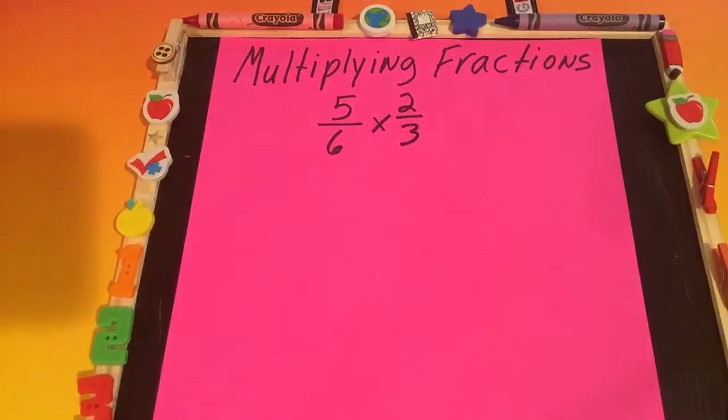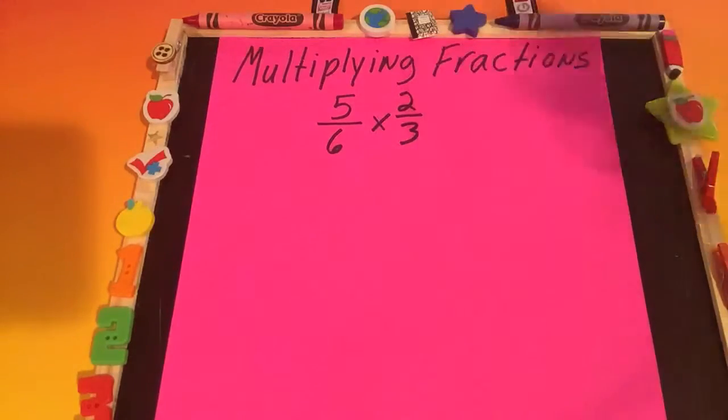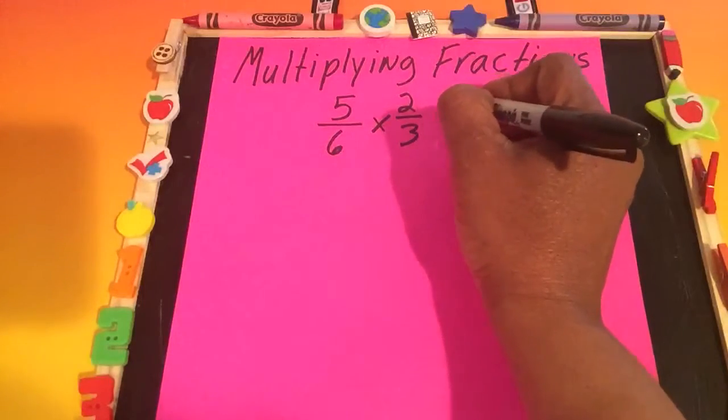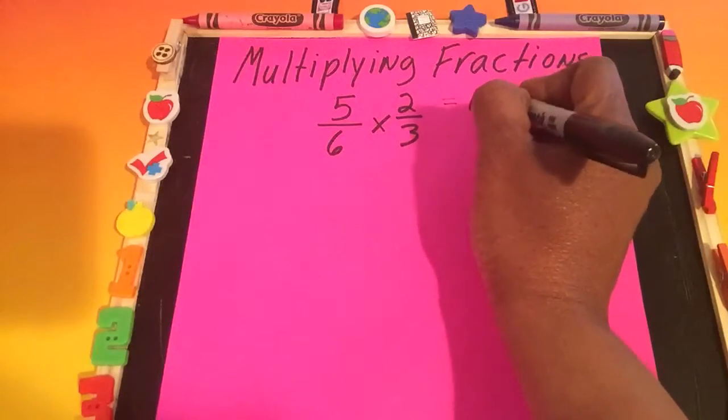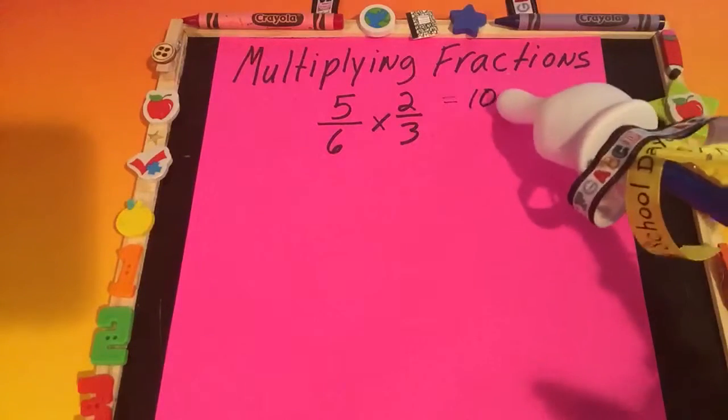And when multiplying fractions, it's pretty straightforward. We multiply our numerators to find the new numerator. And we'll multiply our denominators to figure out the new denominator. And in this case, our numerators are 5 and 2. So we'll multiply 5 times 2, which is 10. And 10 will be our new numerator.